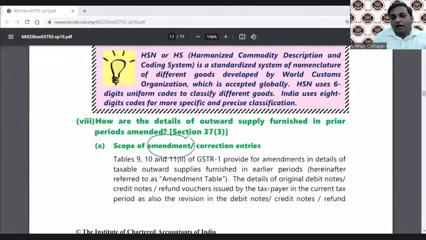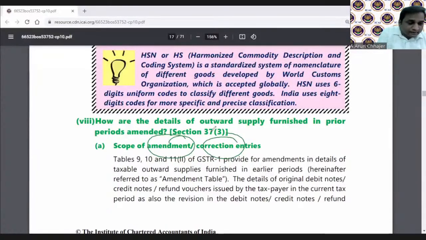Now we are talking about amendment and corrections. What is that? First thing, if any entry with respect to invoice, debit note, credit note, or advance received, advance adjustment is wrong, can you revise the return? The answer is no. Can you revise the GST return? The answer is no. There is no concept of revising the GST return. So for that, what they have given is amendment.